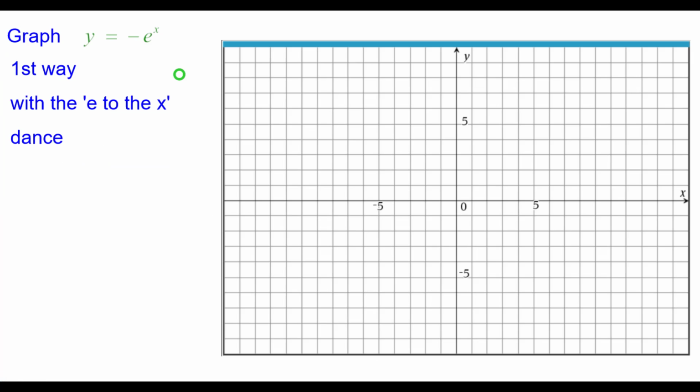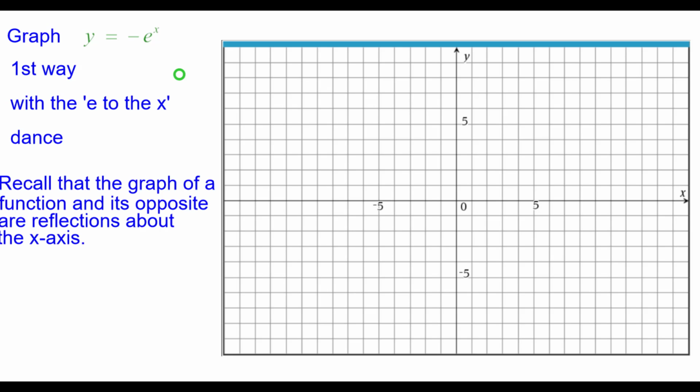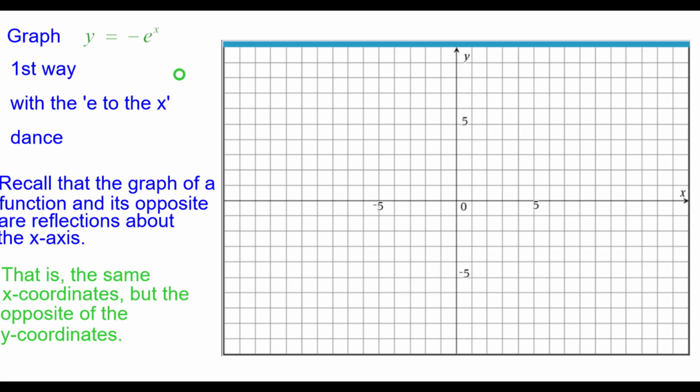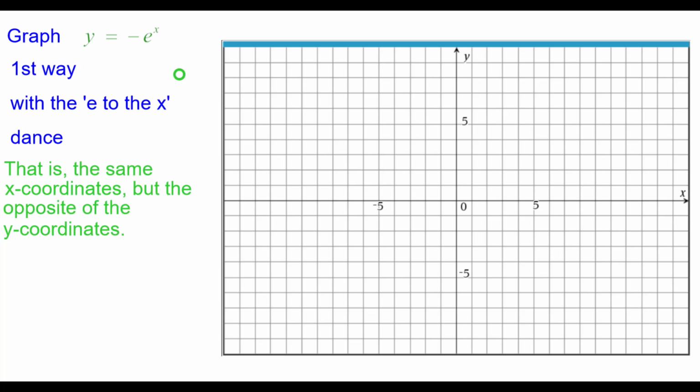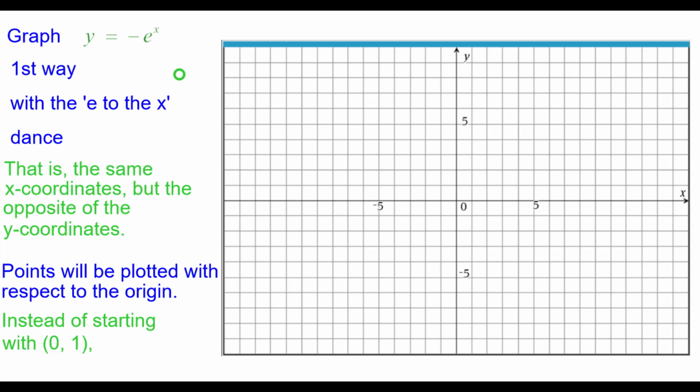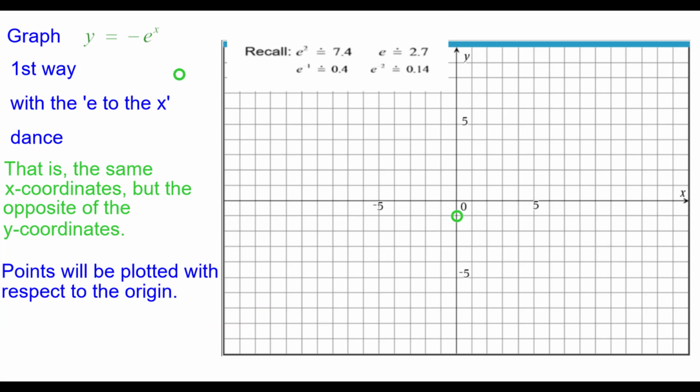The first way is with the e to the x dance. Recall that the graph of a function and its opposite are reflections about the x-axis. That is, they have the same x coordinates, but the opposites for their y coordinates. Points will be plotted with respect to the origin. So instead of starting with 0, 1, which would be on the e to the x dance, we'll go with 0, negative 1, go in the opposite direction. The opposite of e to the 0 is negative 1.